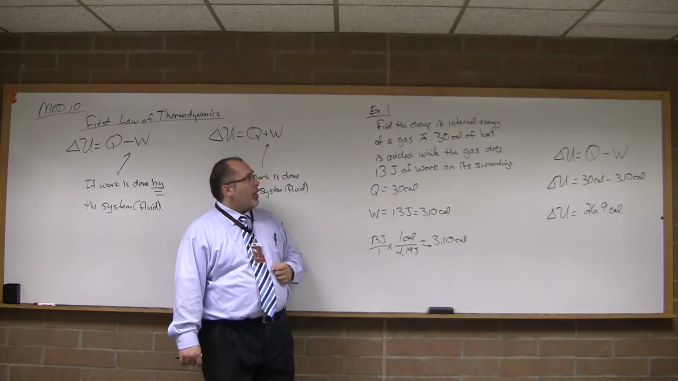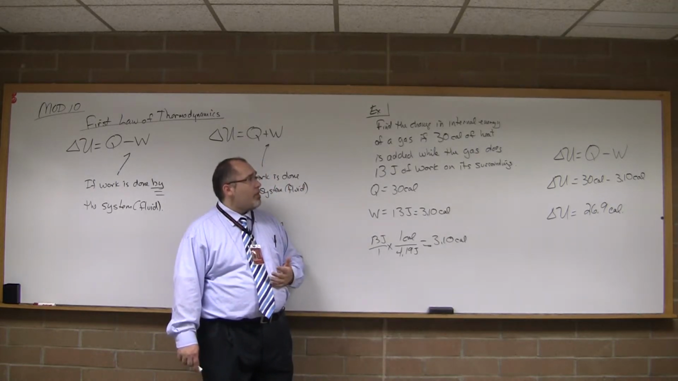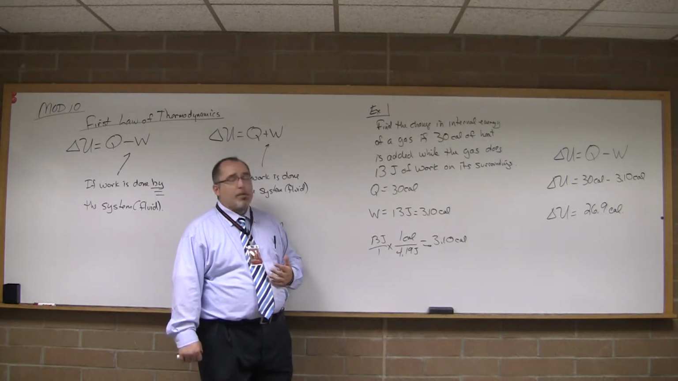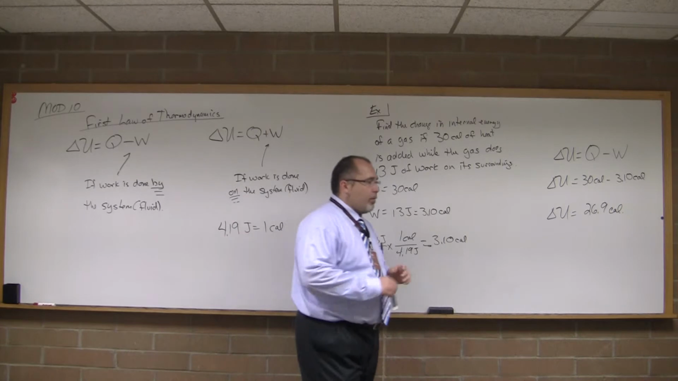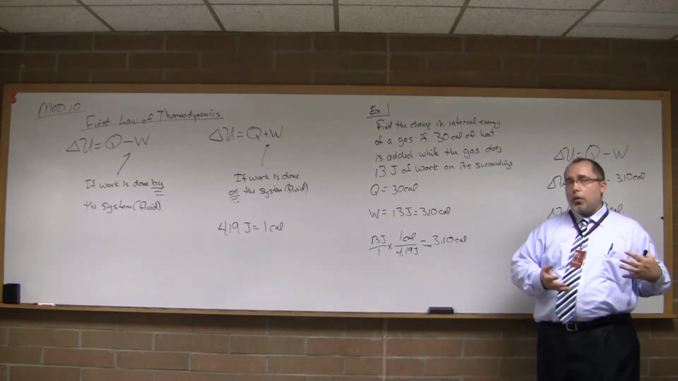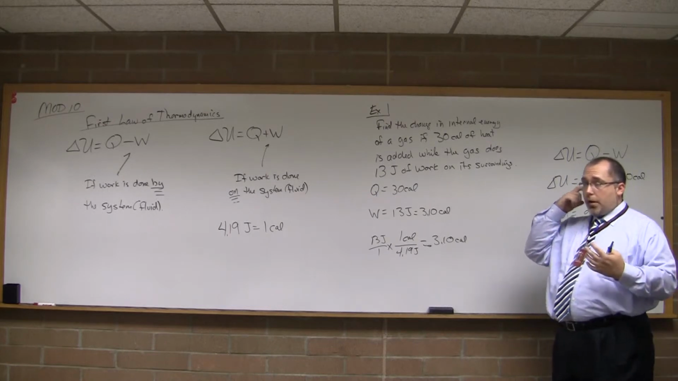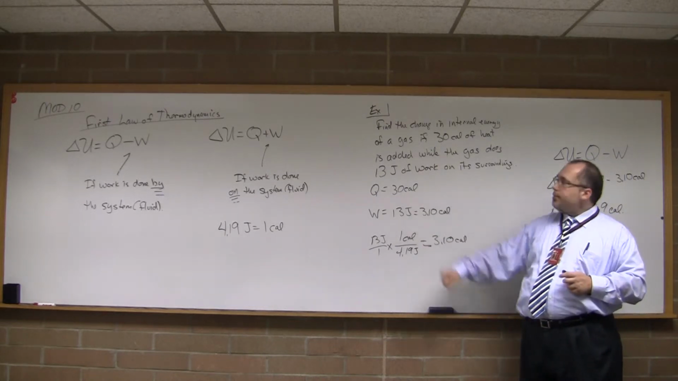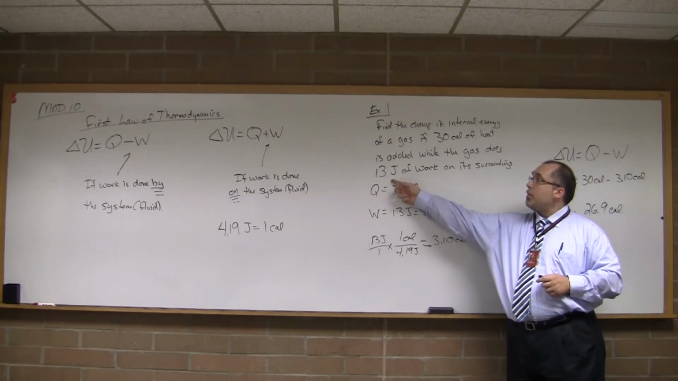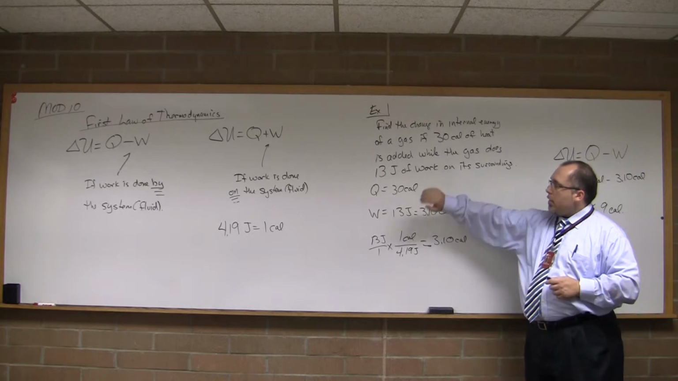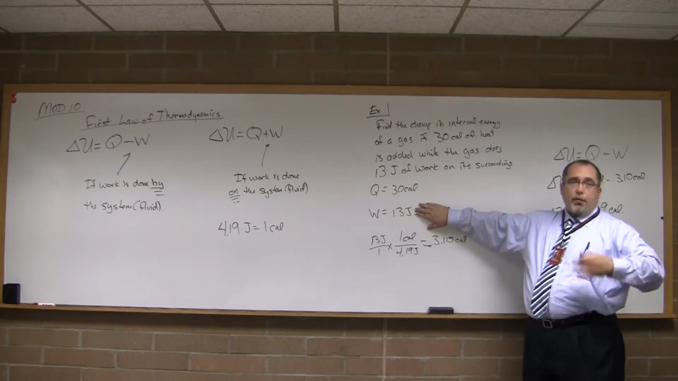Find the change in internal energy of a gas if 30 calories of heat is added while the gas does 13 joules of work on its surroundings. So first let's write our givens, make sure they're in the same units, and then look at which formula we're going to be using, the plus or the minus. So 30 calories, that's our quantity of heat, Q, while the gas does 13 joules of work, so 13 joules. Before we look at this, 30 calories, 13 joules, we have to convert.